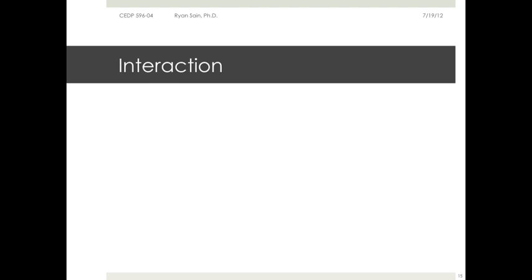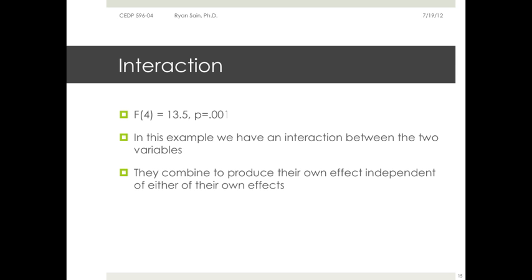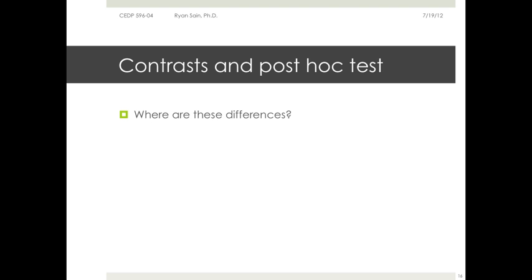So now we can look at the interaction and say, all right, an F with 4 degrees of freedom equals 13.5 with a p-value of less than 0.05, so we would say that is significant. In other words, we have an interaction between those two variables, and they combine to produce their own effect independent of each other's own effect, right? So notice that for the main effect of sleep, there was no difference there, but when you have it interact with the teaching style, then it does have some sort of effect there.